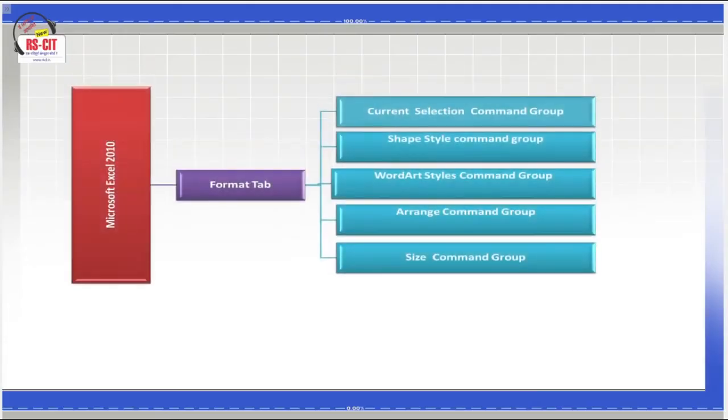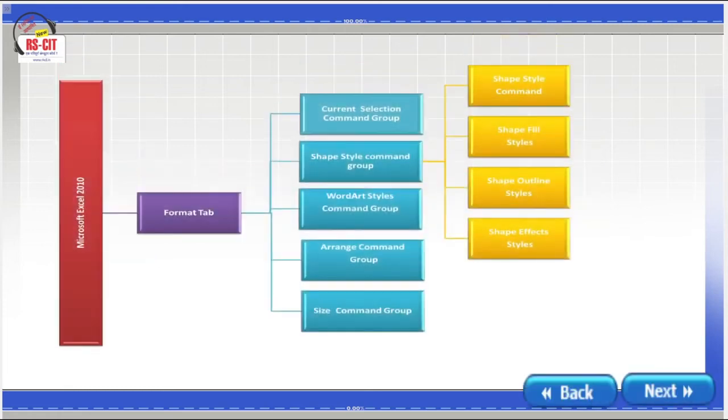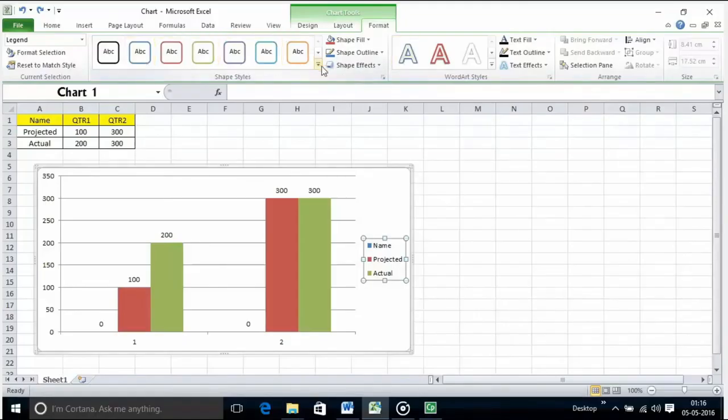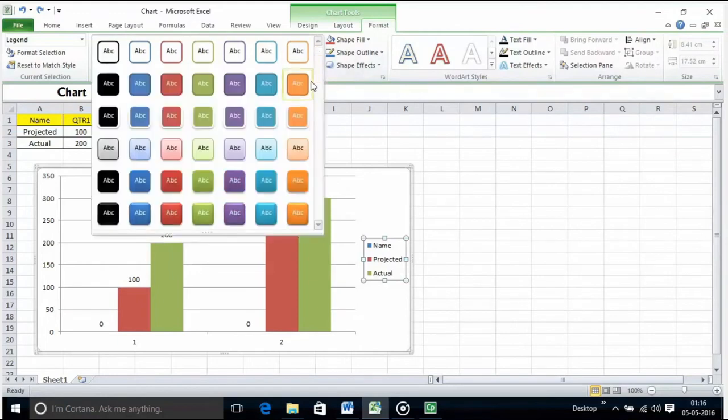Formatting chart elements using the Format tab. The Format tab has various command groups and each command group has various command buttons. Let's understand these command groups and command buttons one by one. Shape Styles command group. Shape Styles command button: the drop-down gallery enables you to preview and select the visual style of the chart element.